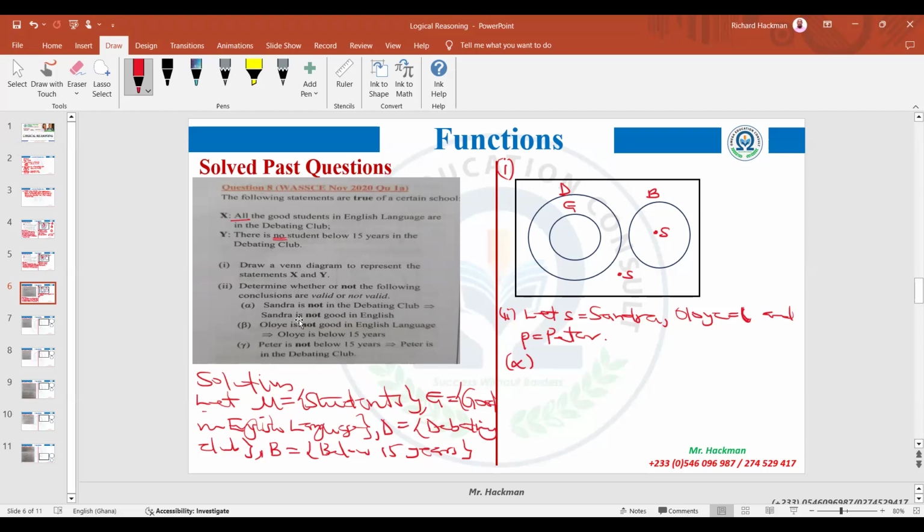If the original statement is Sandra is not good in English, the counter statement will be? Sandra is good in English. Very good. So if we're able to get Sandra, who is good in English, inside Jane, then we are good to go. Otherwise, we will say that it is valid. So are you able to see any S inside Jane, representing students good in English?